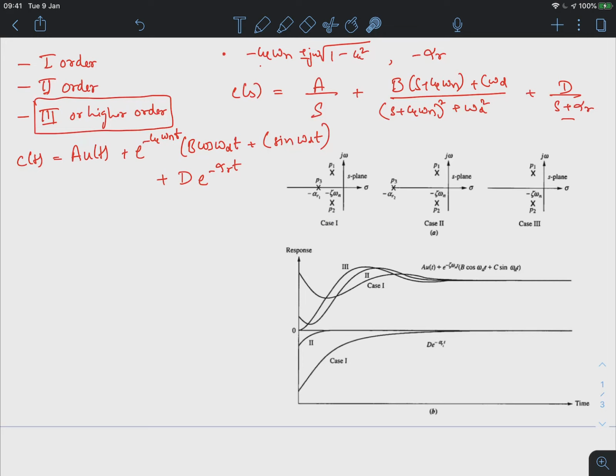In case 2, it is farther, and in case 3, the pole is located at minus infinity. That's why it is not marked on the pole zero plot. Okay, so for a specific system, here we have drawn the different responses. In the third scenario, this is the response c of t, and you see that the response almost matches with the second order system.